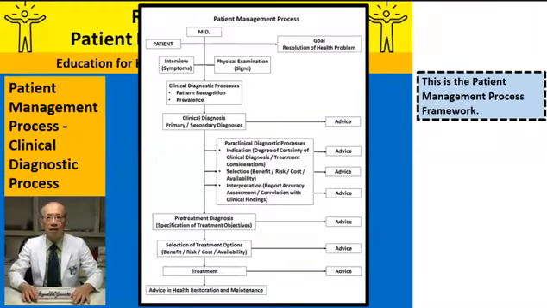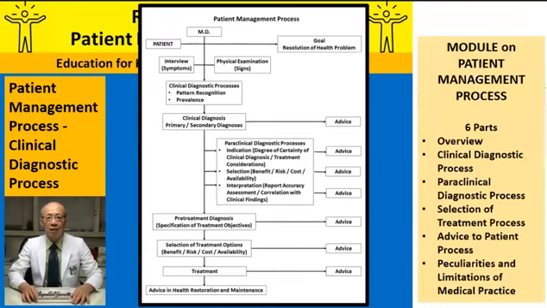This is the patient management process framework. In this module on patient management process, there are 6 parts, namely overview, clinical diagnostic process, paraclinical diagnostic process, selection of treatment process, advice to patient process, peculiarities and limitations of medical practice.